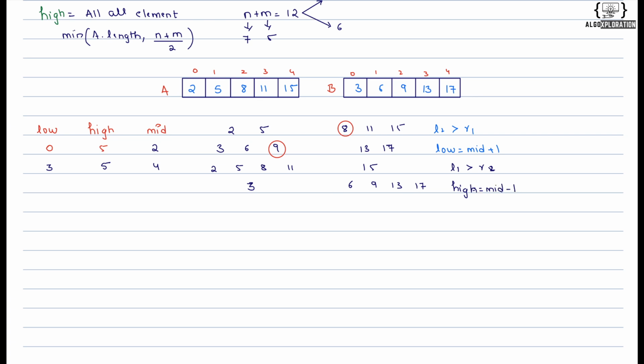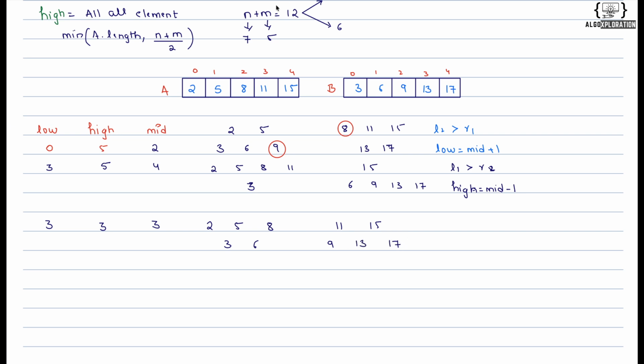If I do this, then low 3 will be as it is and high will be 3. The mid will also be 3. Now we just need to take 3 elements, so it will be 2, 5, 8. Since we are taking 3 elements from A, we need to take 2 elements from array B, which is 3 and 6. For the second section, we need to take the remaining elements from array A, which is 11, 15, and from array B, it will be 9, 13, and 17.